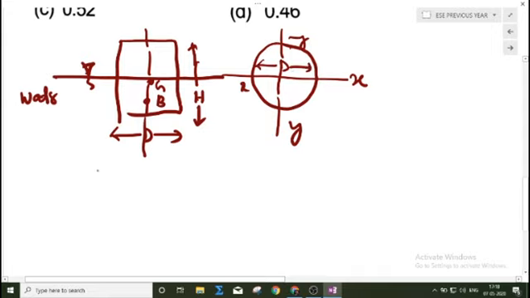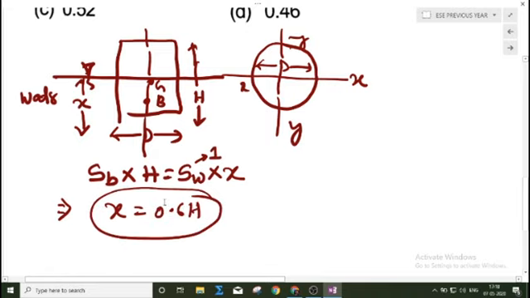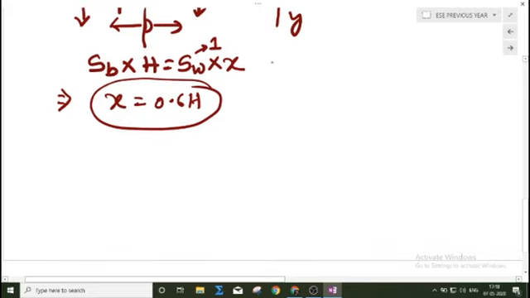Now we know the specific gravity of the body into this height will be equal to the specific gravity of the water into the depth of immersion. I am taking this one as X. Let me try, you also try. So I can find out this X, because this is water, so I can put 1. This is 0.6 given to us. This comes out to be 0.6 H. Okay, we found out. Now this is for neutral equilibrium.